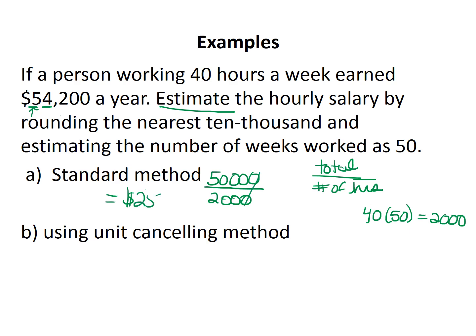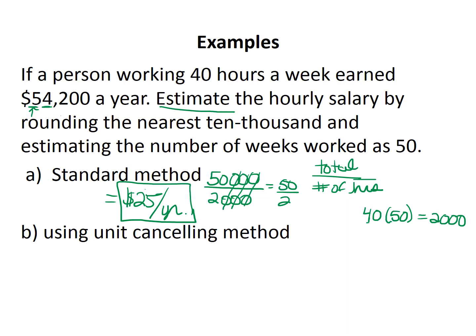Remember, you can divide top and bottom by 10. You can cancel. So it's actually 50 over 2, and half of 50 is $25 dollars per hour. All right, which I hope that you would just be able to do mentally. That's what estimation is for. 40 times 50, well, that's 2,000. Divide 50,000 by 2,000 to get the hourly salary.